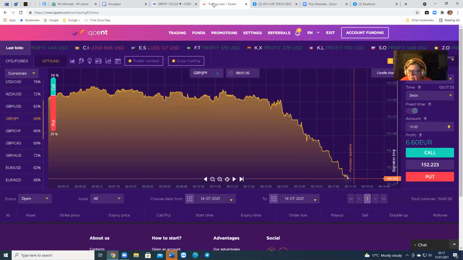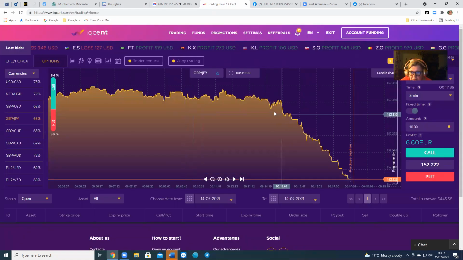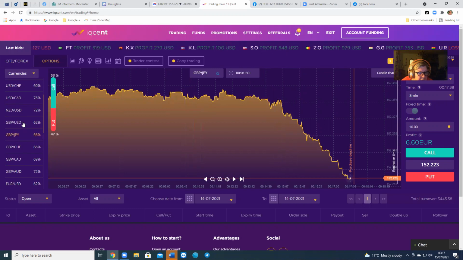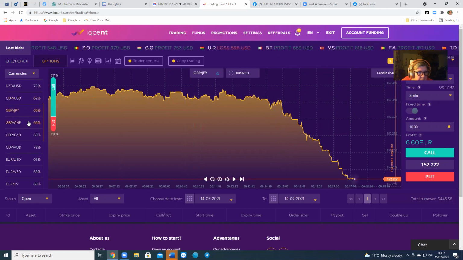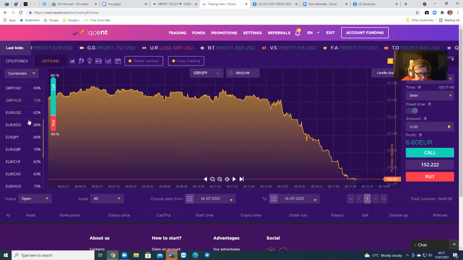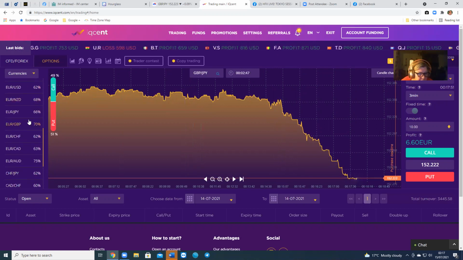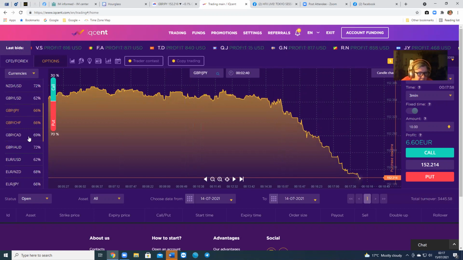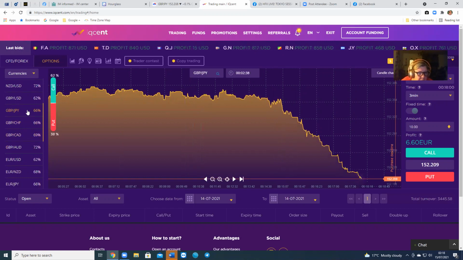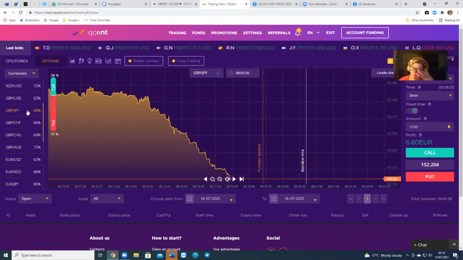Let's see what this is. Oh, look at that beauty. Right, see what this is. It's only 61%. That's the problem with that one. So there's nothing else worth trading. I think we'll have to stick with the GBP JPY at the moment.